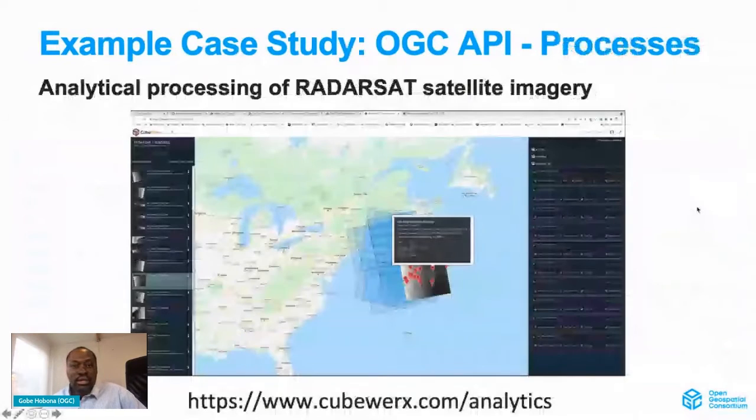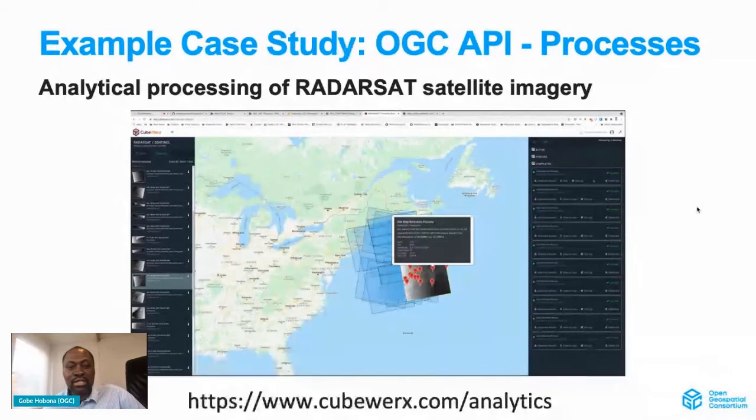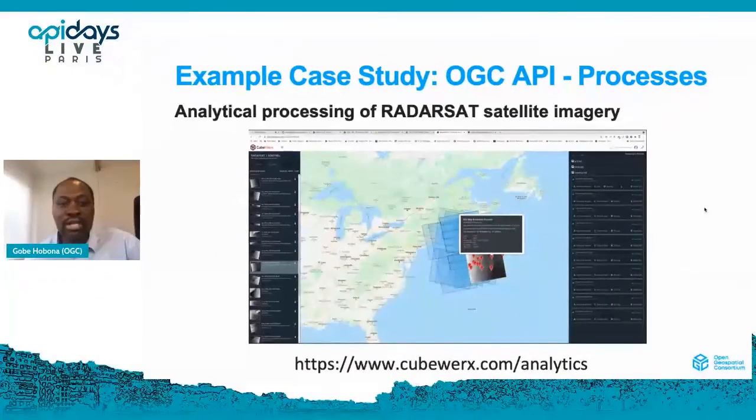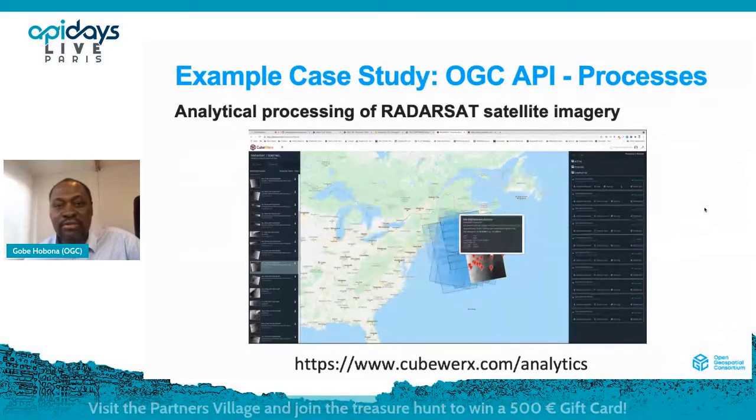Another case study is that of an implementation by a company called CubeWorks, which has implemented an analytical processing capability for RadarSat satellite imagery using the OGC API processes standard. Now, what this implementation does is that it pulls satellite imagery in real time from the RadarSat mission, and it analyzes the satellite imagery and identifies the location of vessels.